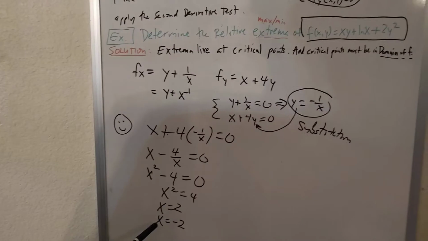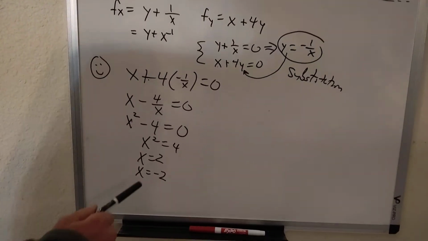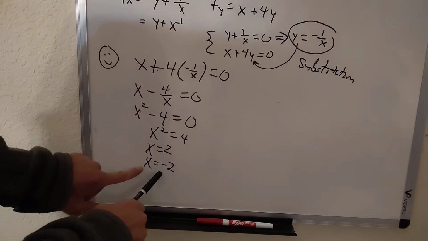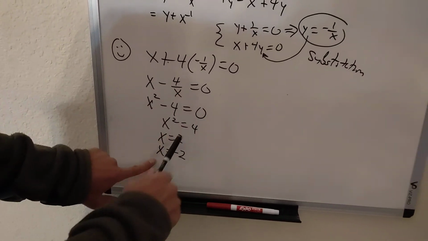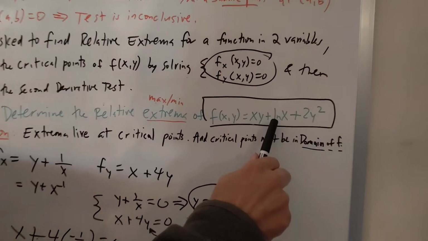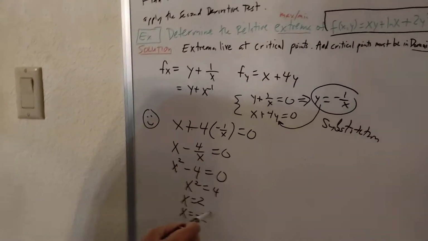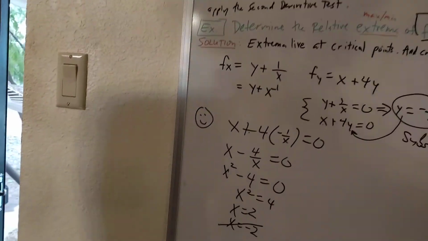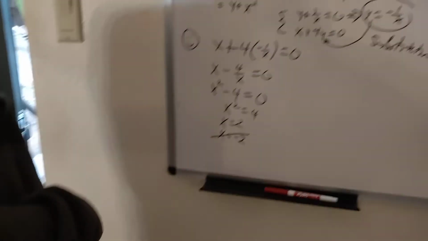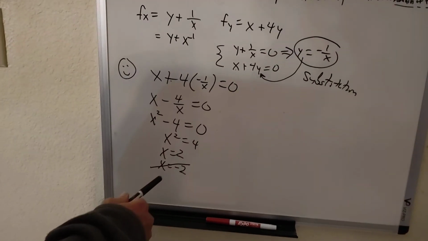So these are going to be the x values of my critical points, but look at this. Can x equal negative 2? Remember, you have to be in the domain. Look at ln of x. You can only take the log of a positive number, so x equals negative 2 is not in the domain. So reject x equals negative 2.